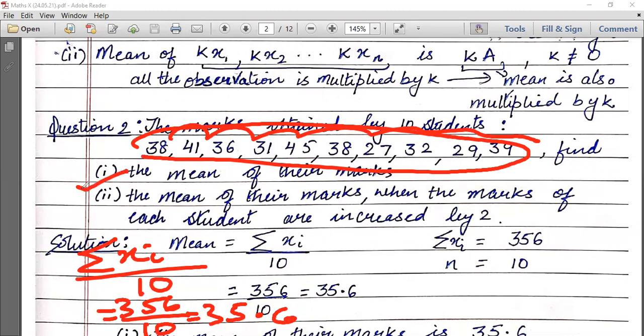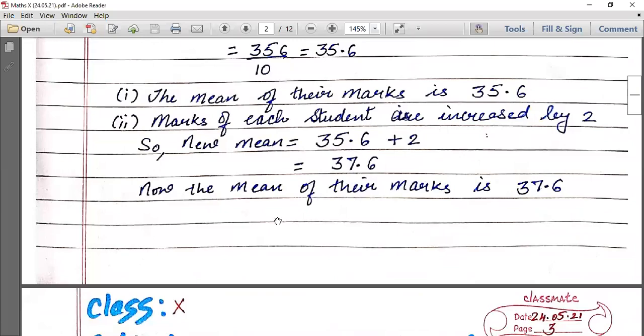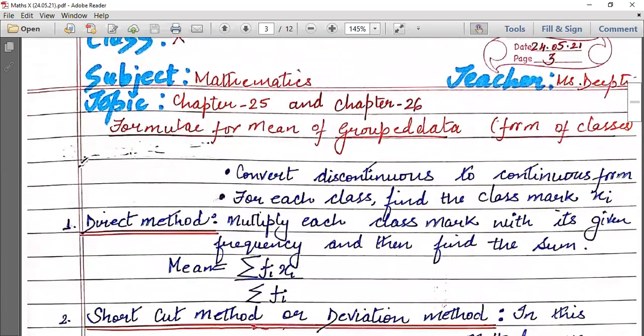Now, children, in the next part, it is given to find the mean marks when the marks of each student are increased by 2. It means each observation is increased by 2. We have just discussed that if all the observations are increased by 2, then your mean is also increased by 2. So it is 35.6 plus 2, that is 37.6. So now, children, your new mean is 37.6. Is it clear to everyone now?